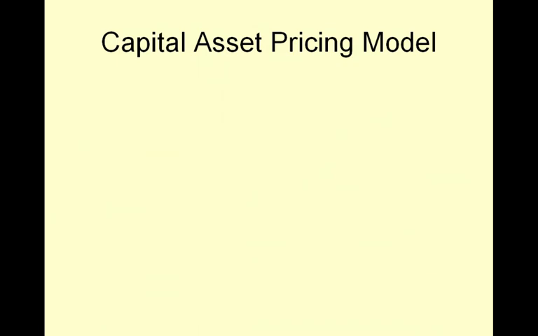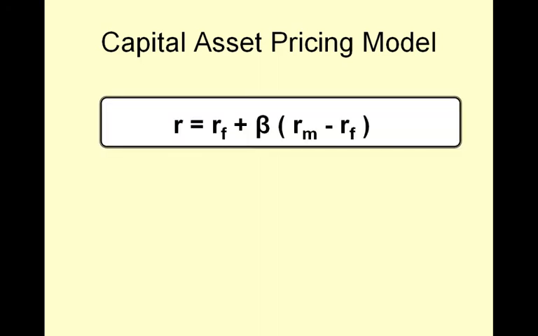The security market line describes the capital asset pricing model, which we will develop more fully in the next section. The capital asset pricing model states that the required rate of return on an investment, or the discount rate, or R, depends on the risk of that investment compared to the risk of investing in a diversified portfolio of stocks.